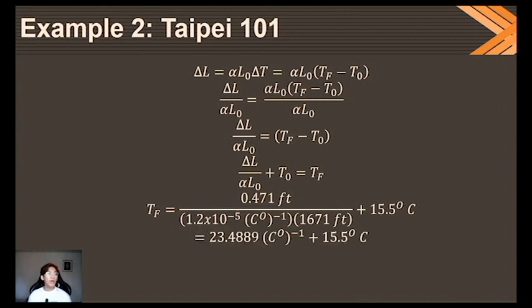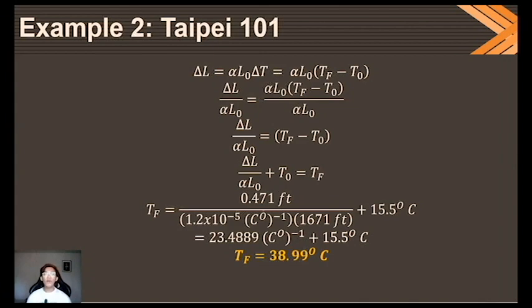Then we simplify our first term: 0.471 divided by 1.2 times 10 raised to the power of negative 5 times 1,671 is equal to 23.488889 per Celsius degree, plus 15.5 degrees Celsius. The answer is 38.99 degrees Celsius. Therefore, the new temperature of the Taipei 101, where its length changes by 0.471 feet, is 38.99 degrees Celsius. And that's linear thermal expansion.